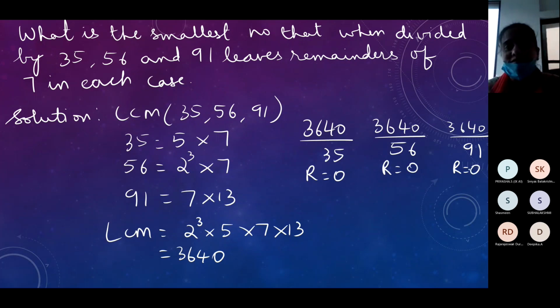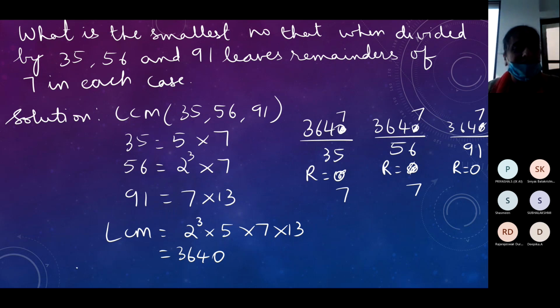But what is the requirement? It should leave remainder 7. So increase the LCM by 7. If it is 7 more than the LCM, then when you divide, the remainder will be 7. If it is the LCM, the remainder is 0. If you increase the LCM by 7 and then divide, 7 extra is there, right? So that will be the remainder.